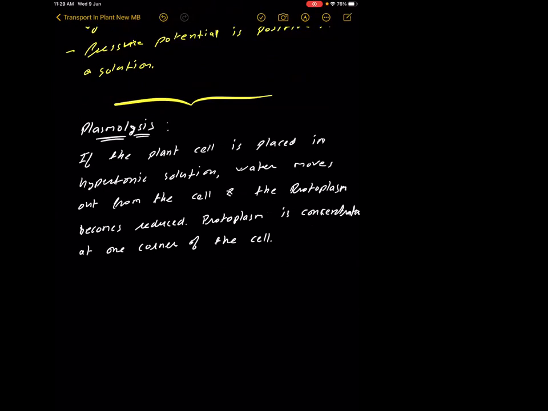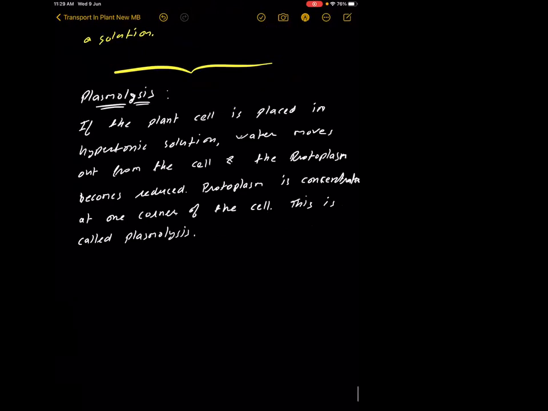Okay. This process is called plasmolysis. Now in plasmolysis, actually what happens, there are three different steps. Three different steps are there in plasmolysis.